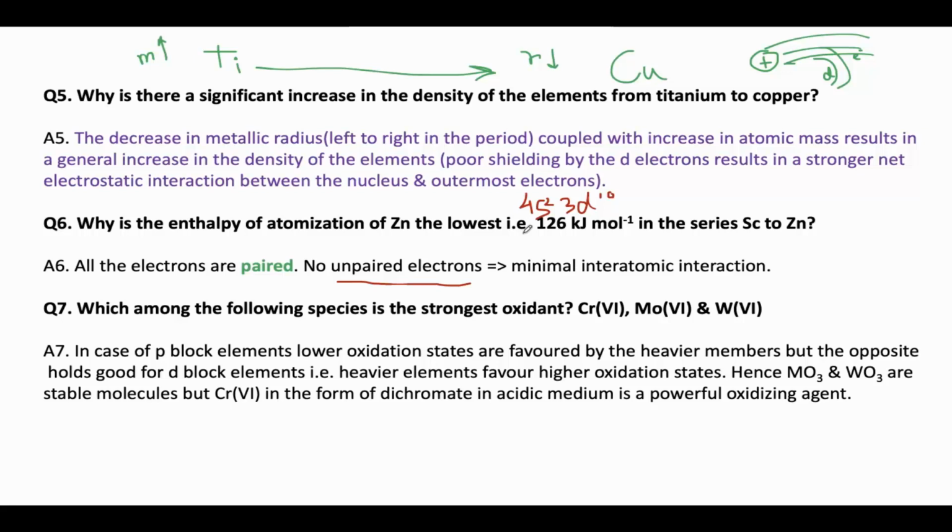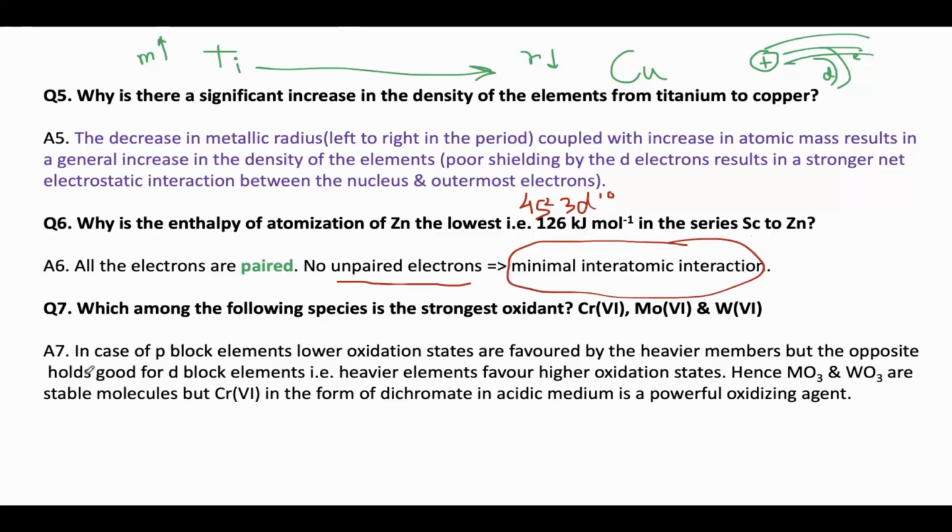Then the melting point will also be higher, but we will leave aside the melting point. We are focusing on the enthalpy of atomization. In case of zinc, since there is no unpaired electron, all the electrons are paired up. That's why there is minimum interatomic interaction for zinc atoms. That's why it has a very low enthalpy of atomization, that is 126 kilojoule per mole.